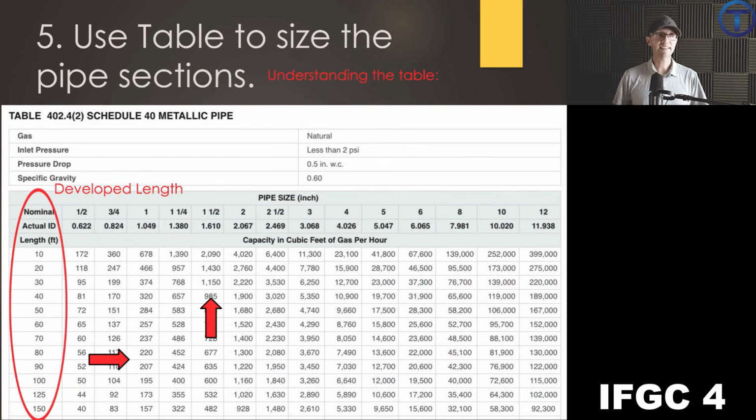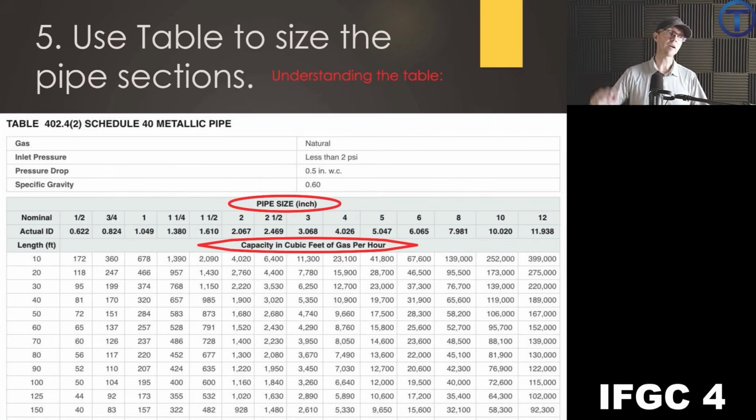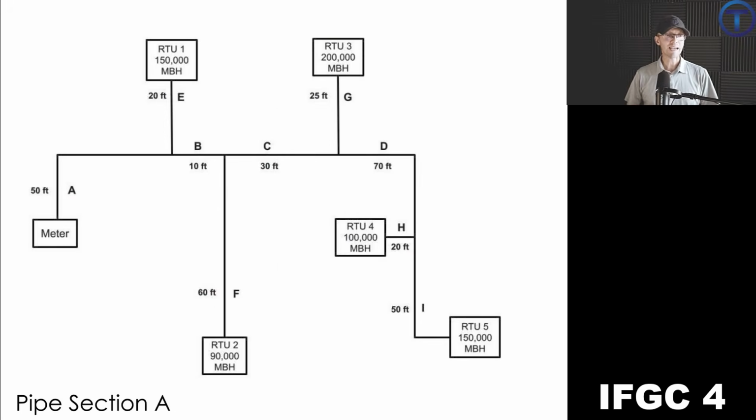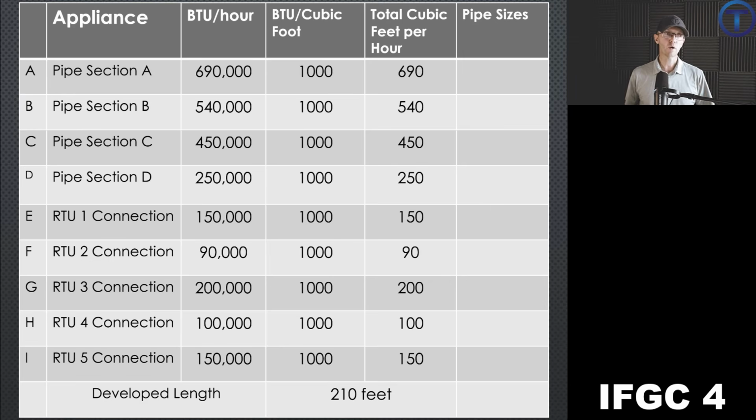Once we've selected that table, we can use the table to size the specific sections. Remember, you go to the left column with your developed length. In this case, our longest length was 210 feet. Then we come across on that row with the cubic feet per hour for whatever section we're sizing, and then we go up to the top and find our gas pipe size. All right, here we go, ready to size this out. We've got our whole table.